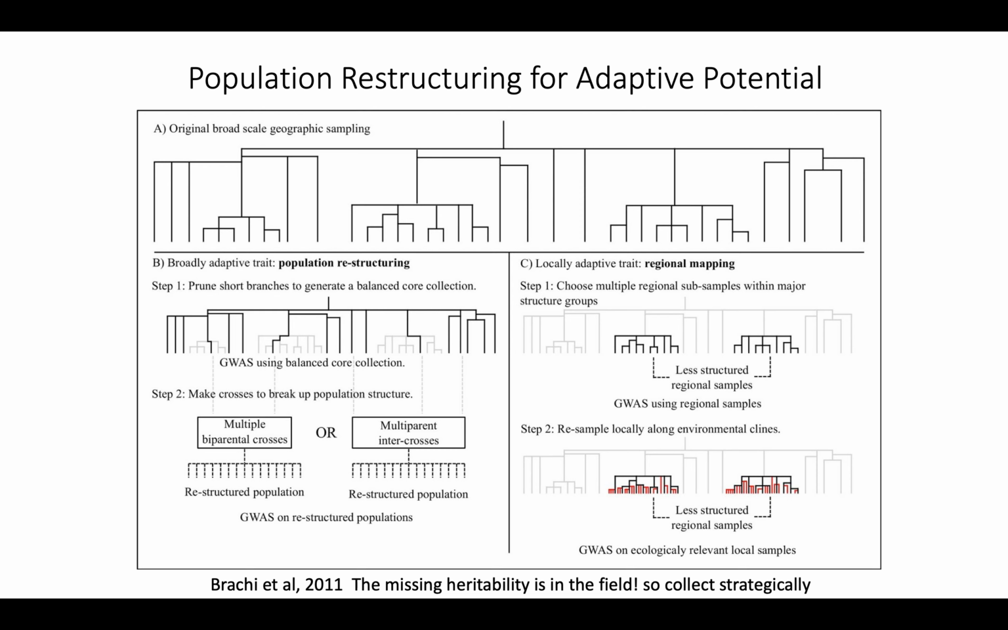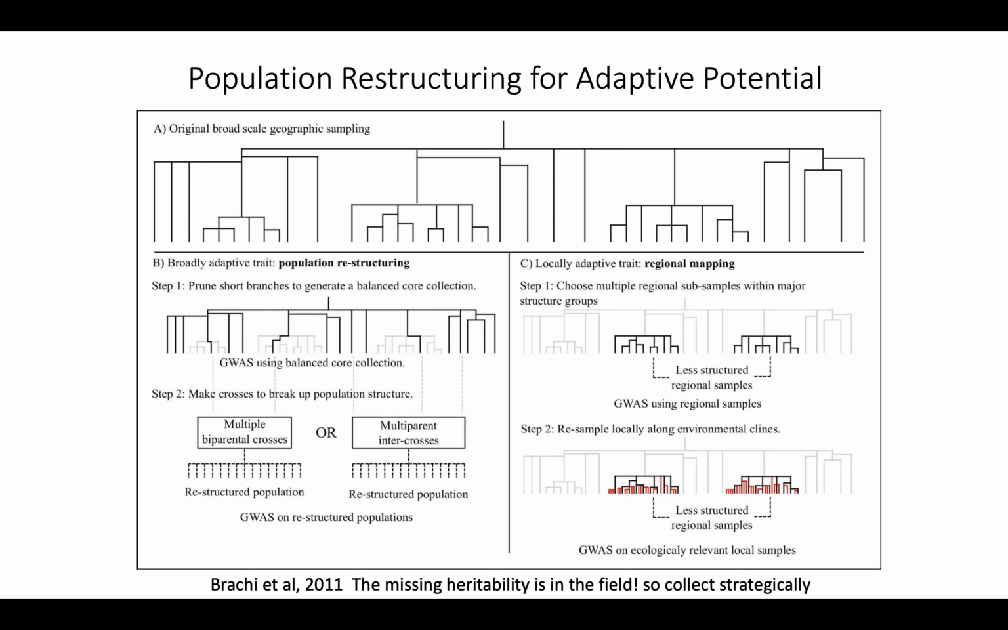Step A there shows you the kind of conceptual populations, there's layers of structure, and then B is an approach to what I call restructuring the population by just collapsing a lot of these recently founded groups. You might need to shuffle up those lineages. If there's a lot of population structure there, you can make crosses between pairs or intercrosses between these ancestral lineages to reshuffle the deck. Alternatively, you can focus on specific subsets.